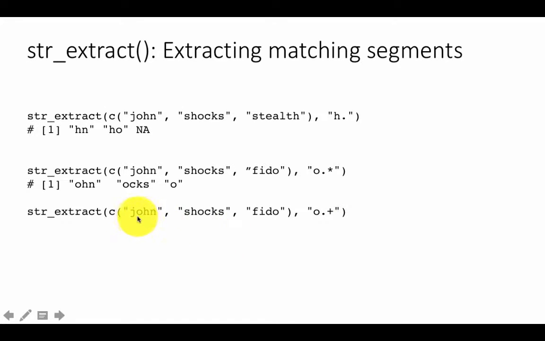Okay, so here we're saying, find out a pattern where O is followed by a character one or more times. Plus means one or more times, whereas star is zero or more times, so it will match even if there is no character following O. Whereas here, you need to have at least one character following O. So the result is simply going to be OHN, OCKS, but Fido is not going to match because you need at least one character after the O. So that also illustrates the difference between plus and star. Star is zero or more, plus is one or more.